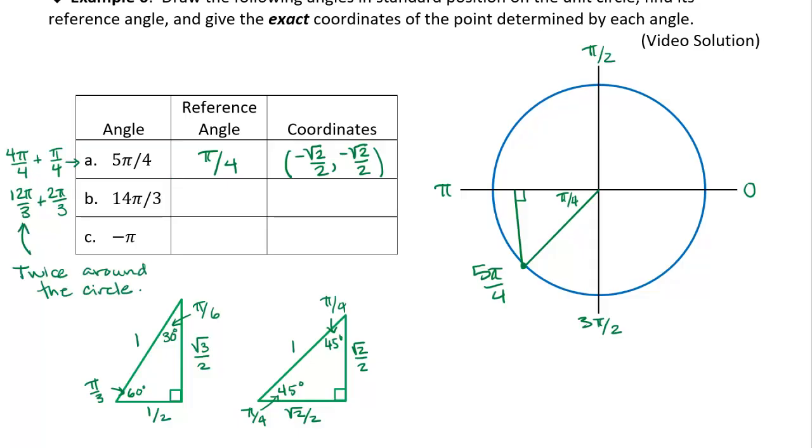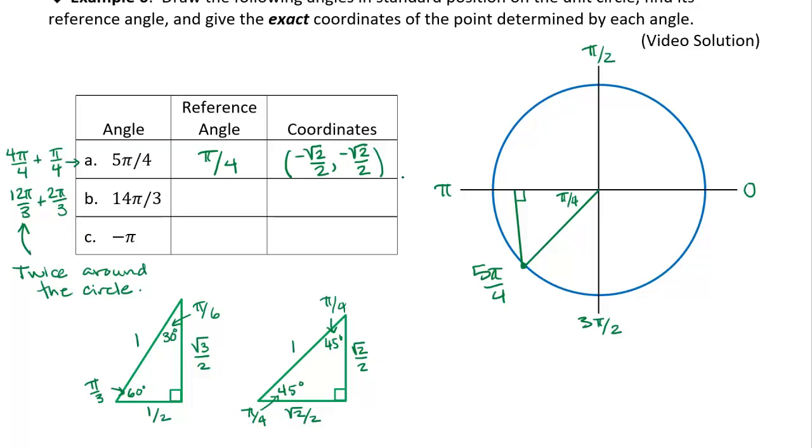So we've gone twice around the circle plus 2 pi over 3 more. So that's also telling me that this angle 14 pi over 3 is coterminal with 2 pi over 3. All right, so let's find where 2 pi over 3 is. We've gotten twice around the circle, and then we're going to go 2 pi over 3 more.